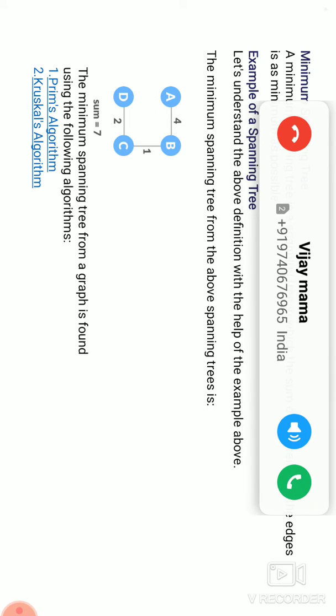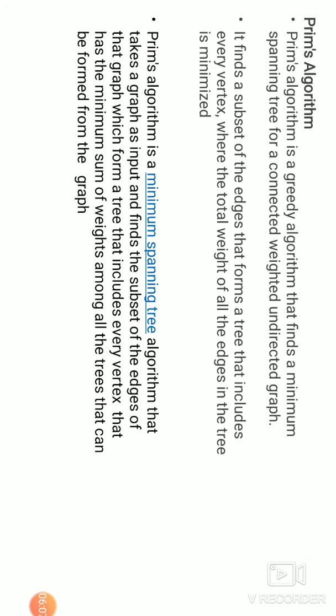So there are two different methods of finding the minimum spanning graph or minimum spanning tree. Two methods. They are Prim's algorithm and Kruskal's algorithm. Prim's algorithm is a greedy algorithm that finds the minimum spanning tree for a connected, weighted, undirected graph. That is, Prim's algorithm is used to find the minimum spanning tree, wherein the minimum spanning tree has a subset of all the edges and vertices that are there in the original graph.